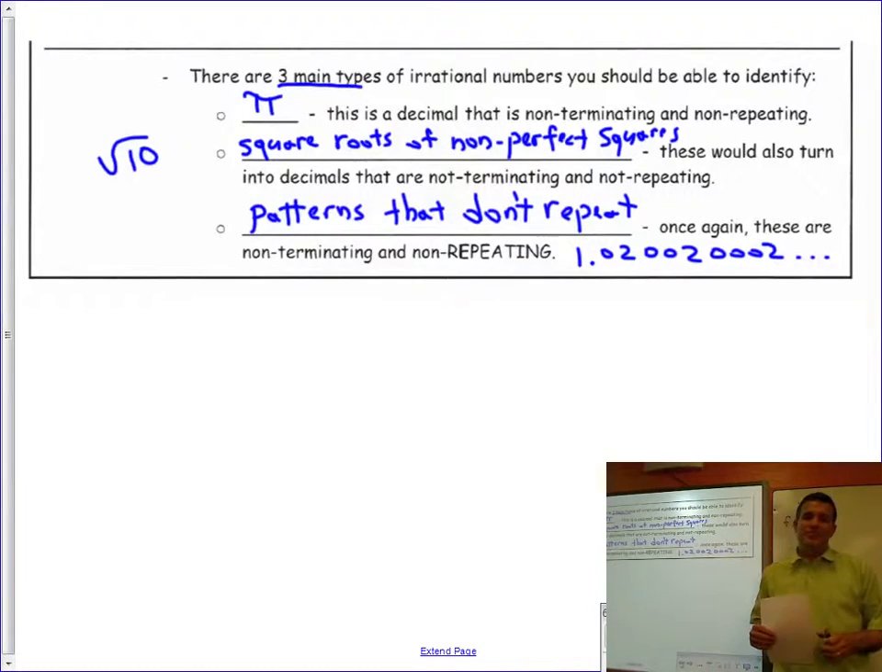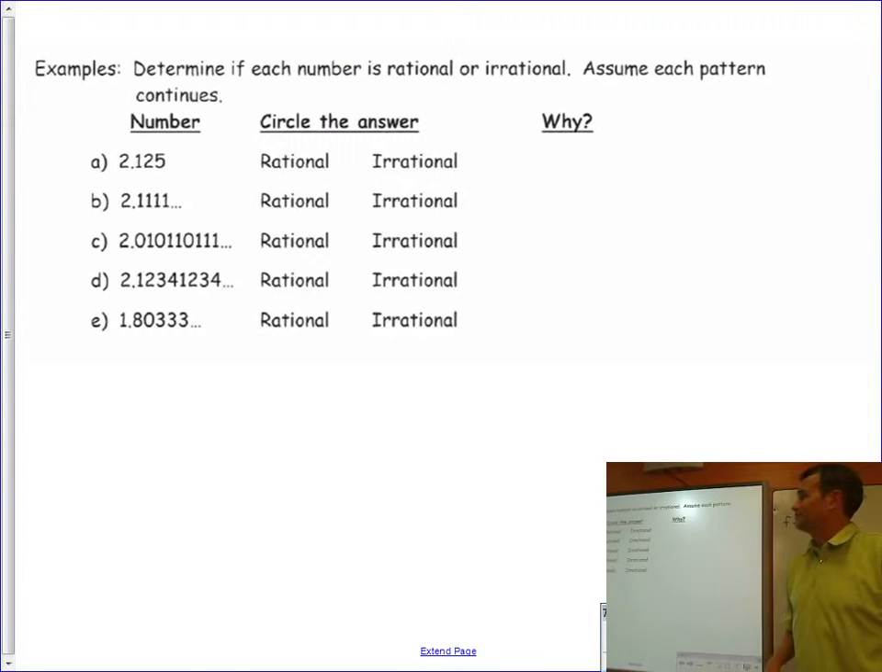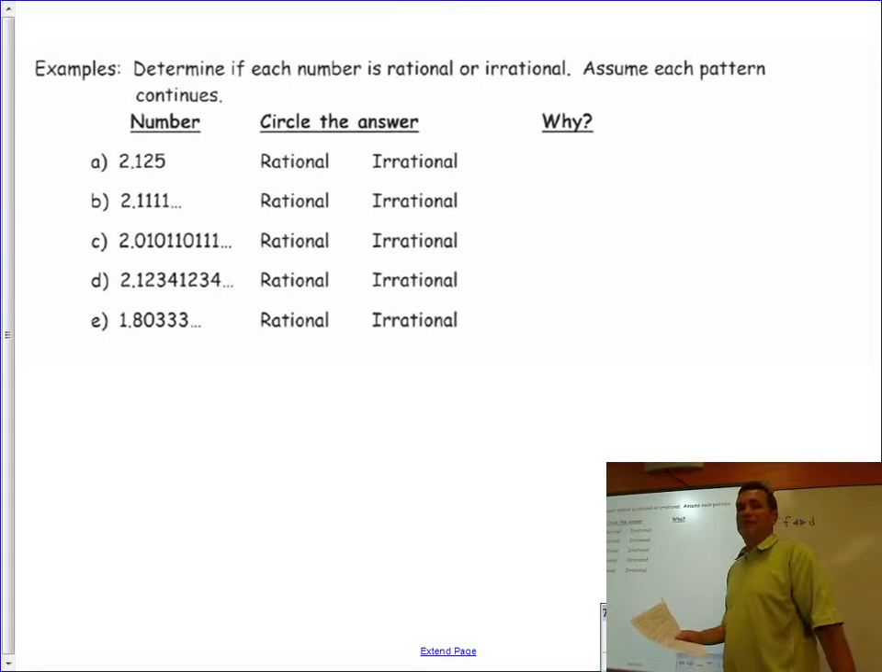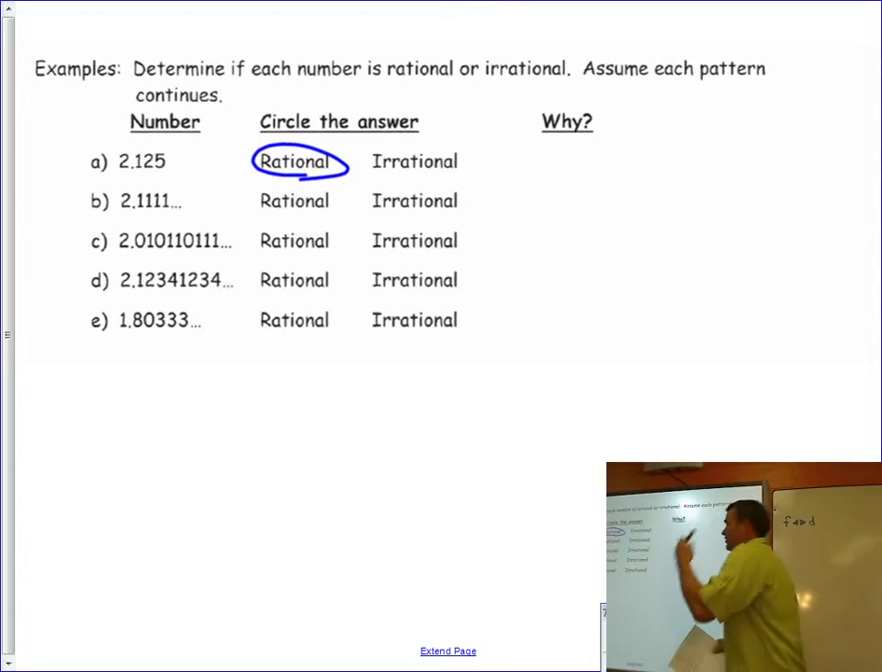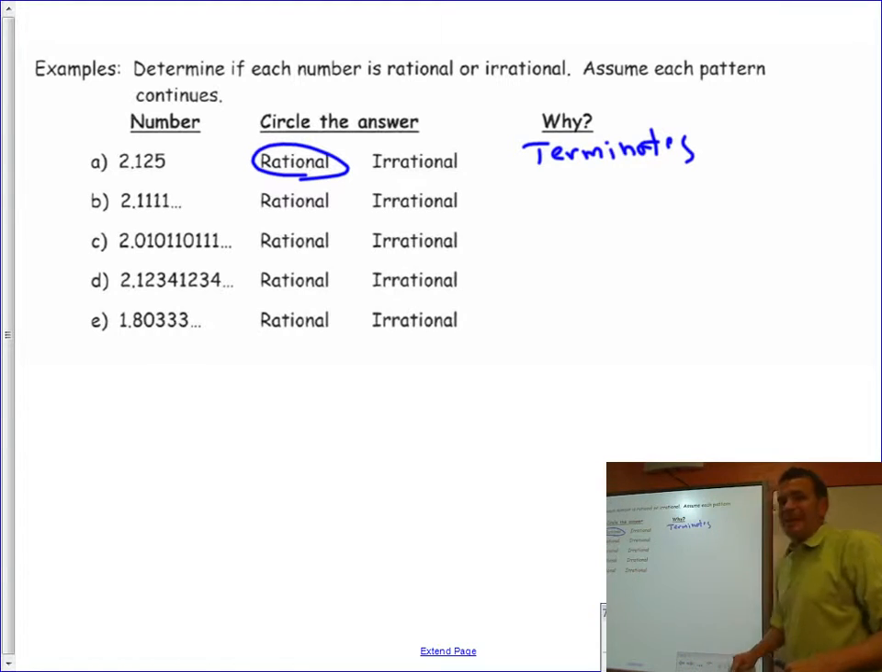Guys, so we've just gone over the three types of irrational numbers. Let's do some examples. In these examples, we want to say if each number is rational or irrational and why. All right, again, if you want to turn off the video, try on yourself and then turn the video back on. I think that's a good way to do it. The first one, 2.125, that is a rational number. Why is that a rational number? Because it terminates. Terminating decimals can be written as fractions. That's what makes them rational.